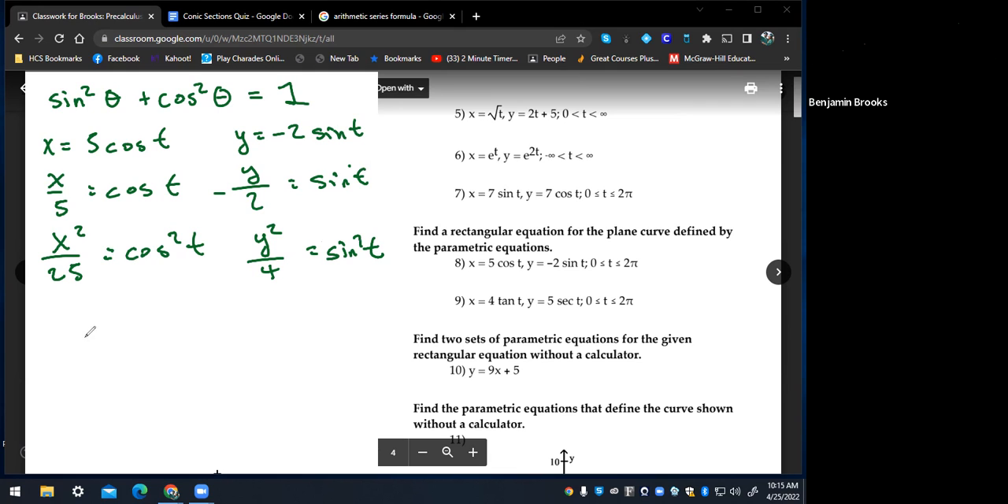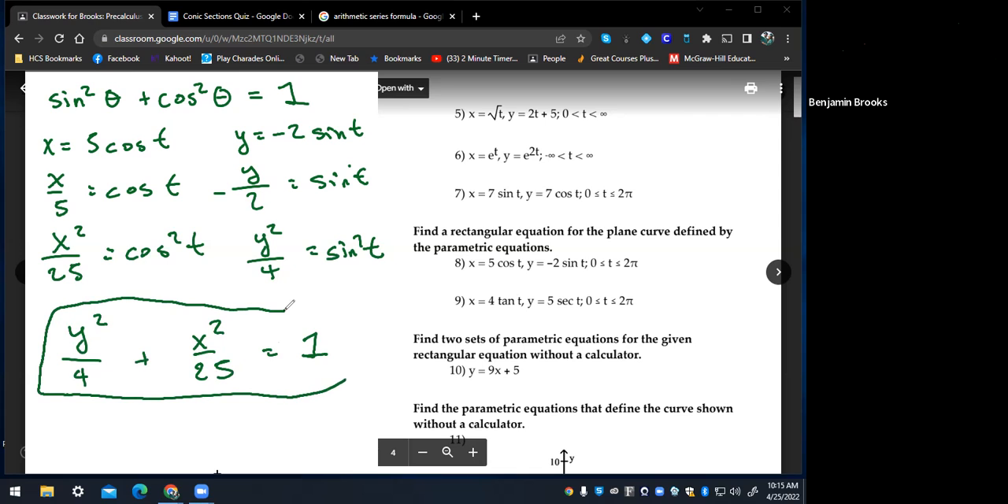So what we'll end up with if I plug everything in is y squared over 4 plus x squared over 25 equals 1. And what is this, by the way? Ellipse. Why is it ellipse as opposed to hyperbola? There you go. It was a good guess. Yeah. All right, that's it.